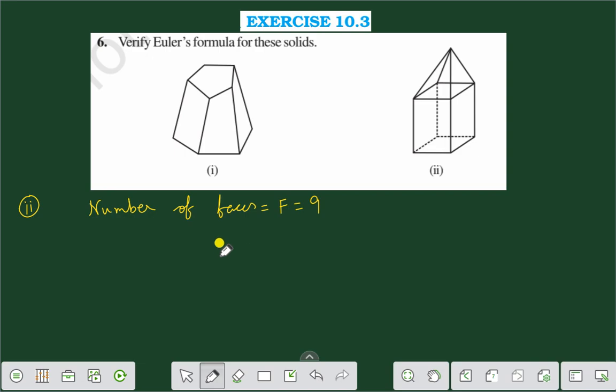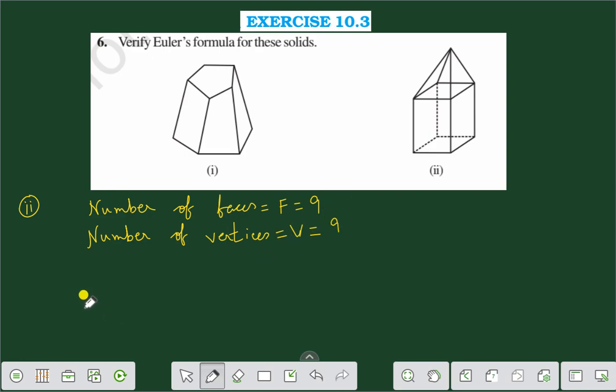Right? Now we will find the number of vertices. Number of vertices V is equal to V. I will count the number of vertices here. Here you see 1, 2, 3, 4, 5, 6, 7, 8, 9. Number of vertices is also 9.